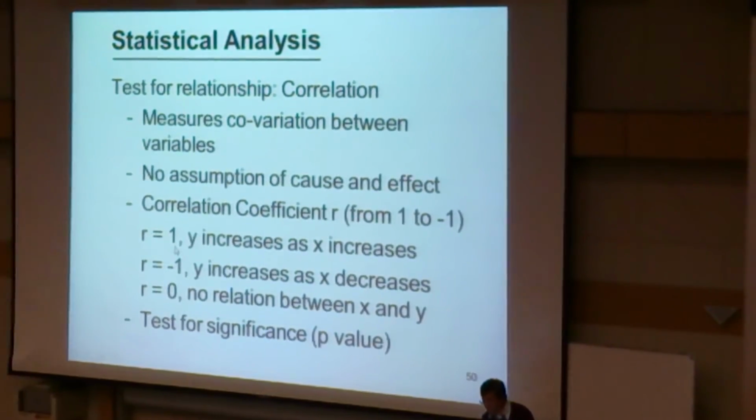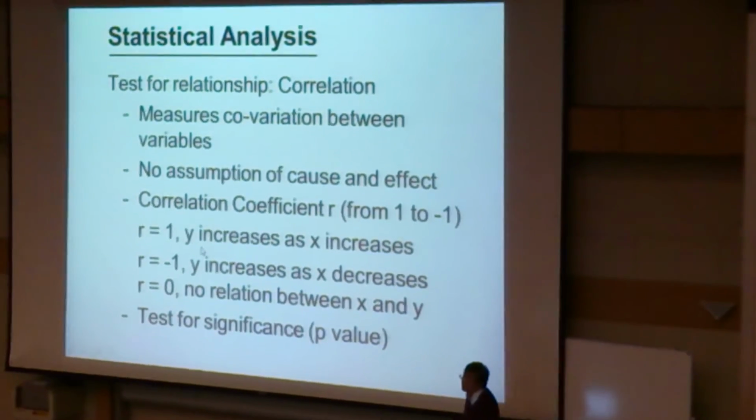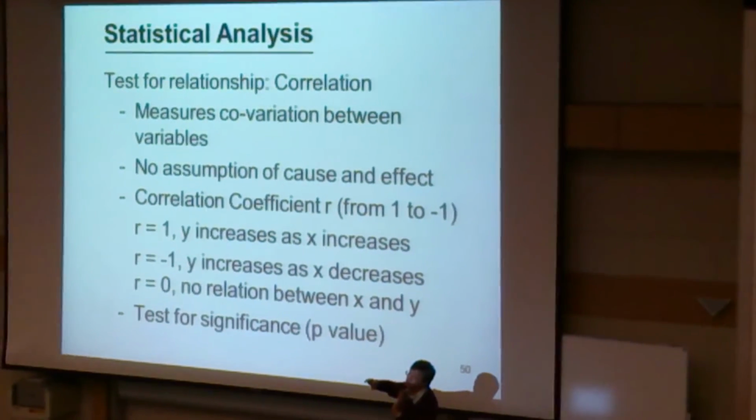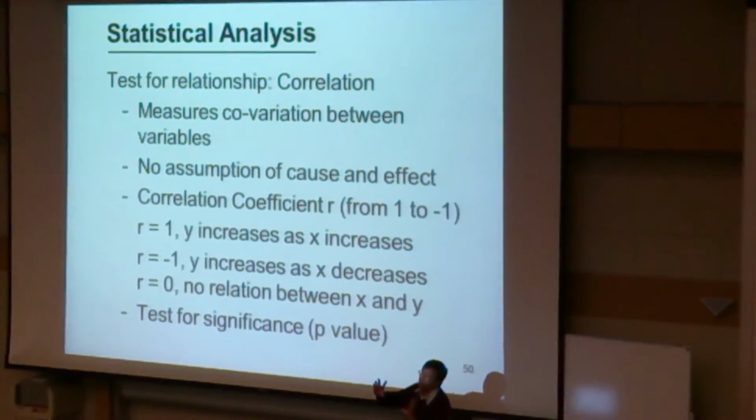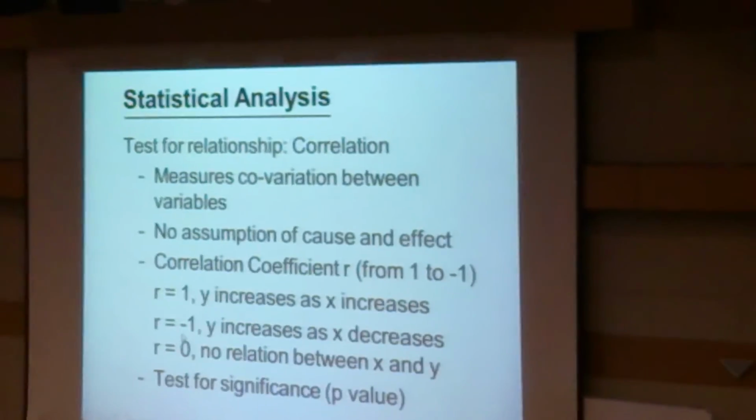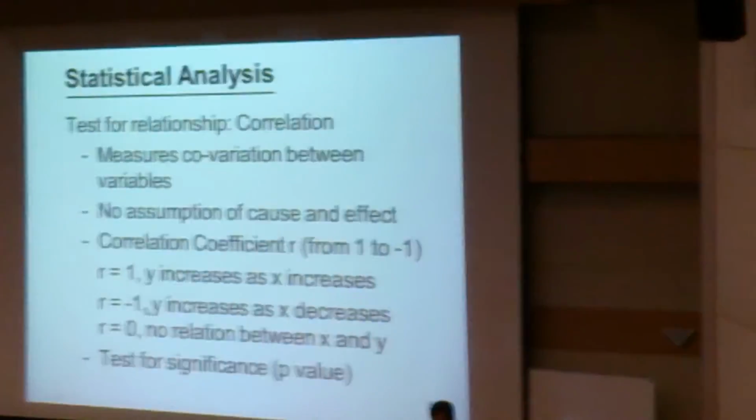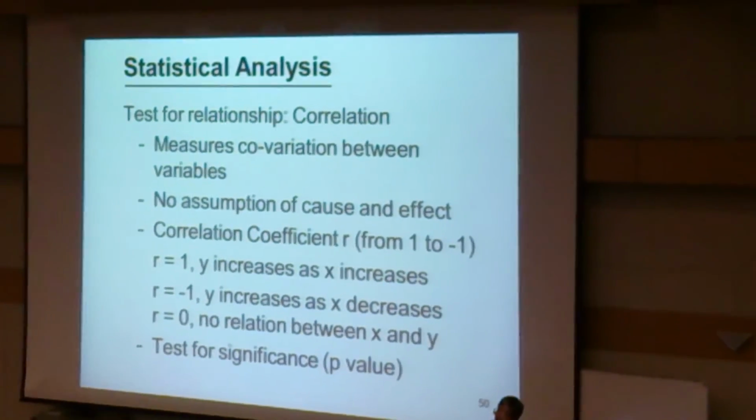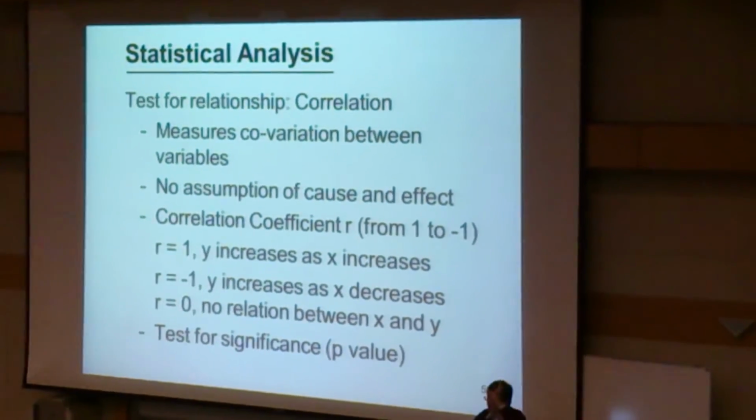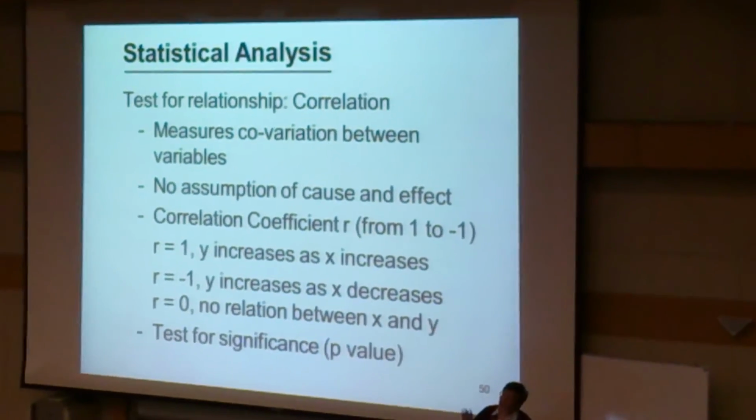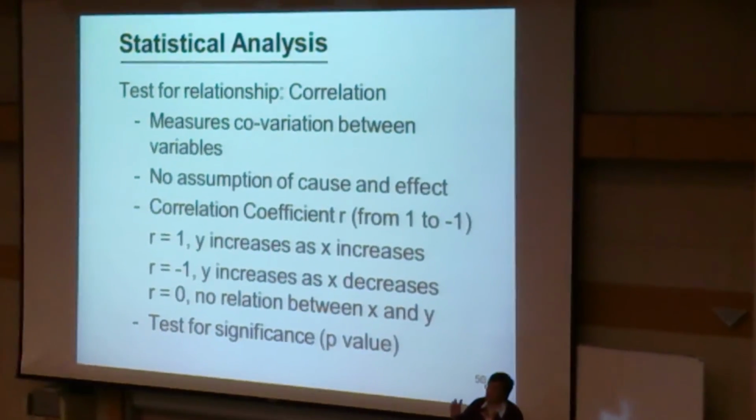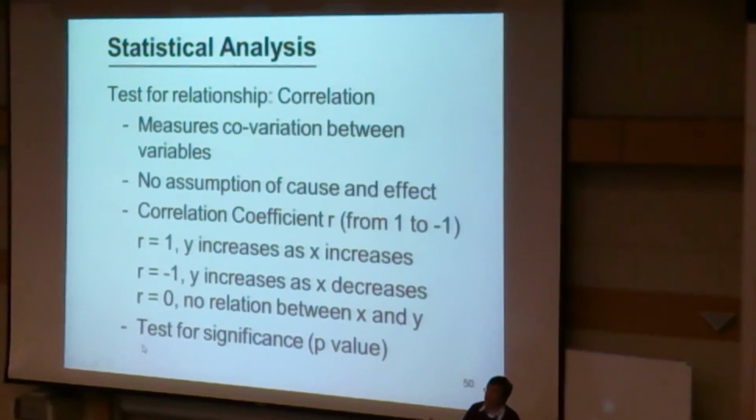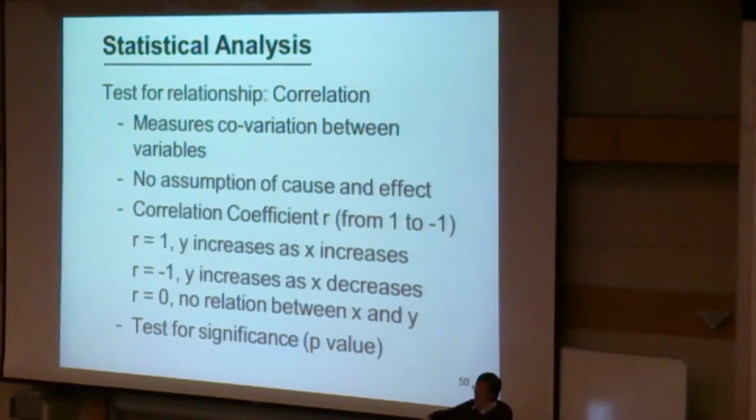When R equals 1, that means if y increases, x will always increase. So you have a positive correlation. On the other hand, if you have R equals -1, that means every time y increases, x will decrease. So you always have an opposite response. In this case, you have a negative correlation. If R is 0, there's no relation. x may increase, y may increase. They do not behave in any way.